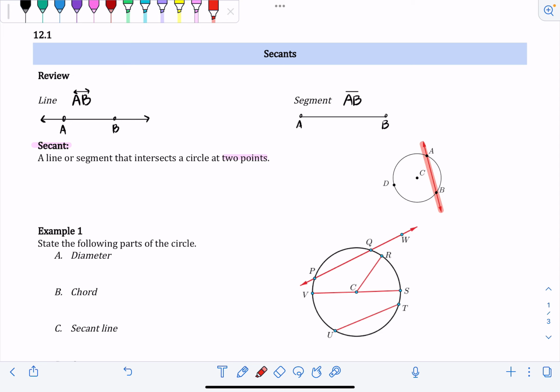It can have one side that doesn't necessarily cross through the circle. So for example, let's say this didn't cross through right here, but as long as one side goes all the way through the circle and continues on the other side, then it would be a secant.